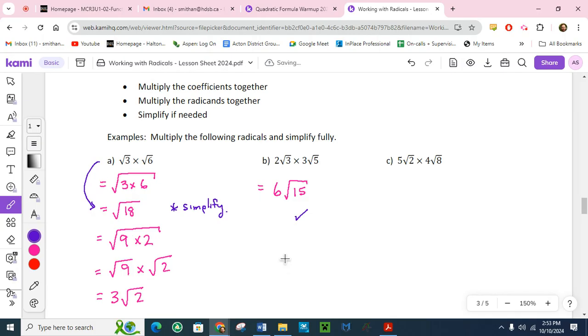Can you guys try the last one? I think our timing today was perfect because we're going to have about 25 minutes just to practice this new skill. Five root 2 times 4 root 8. That's just really messy looking. I wonder if it'll simplify to something really nice.